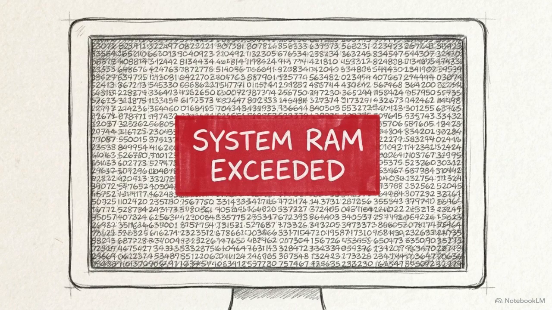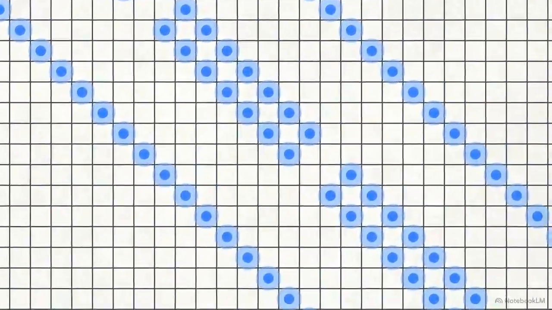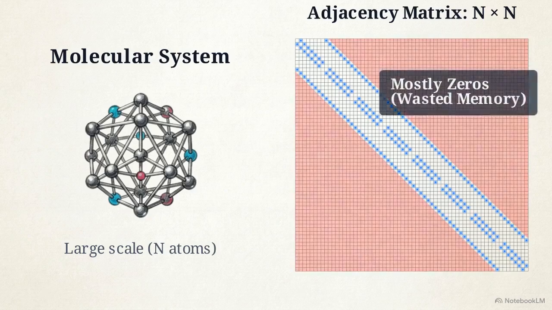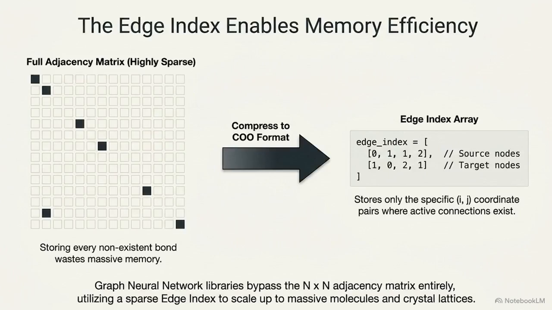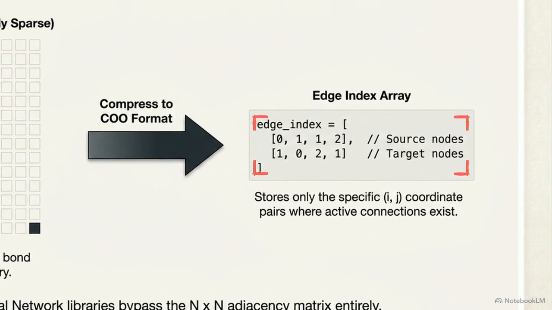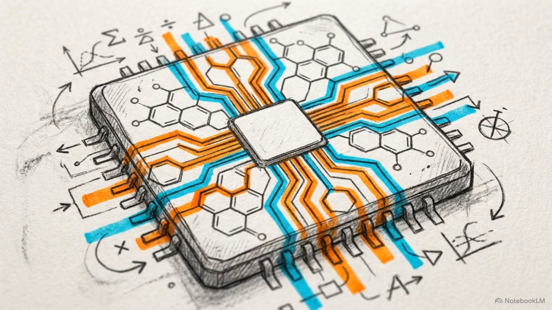When scaling these matrices to massive molecules or crystal lattices, researchers face a memory limitation. Standard n by n matrices become too large to store. Because most atoms in a large system are only bonded to a few neighbors, the adjacency matrix is filled almost entirely with zeros. Storing these non-existent bonds wastes significant memory. Graph neural network libraries bypass the full matrix by compressing data into a COO format called the edge index. This stores only the specific coordinate pairs where an active connection exists. These sparse tensor representations enable functional, high-performance molecular machine learning at scale.